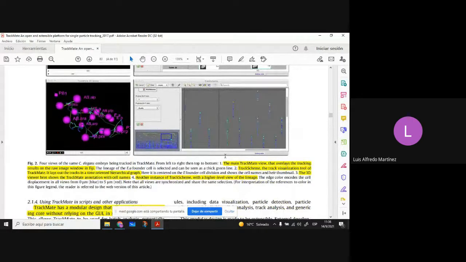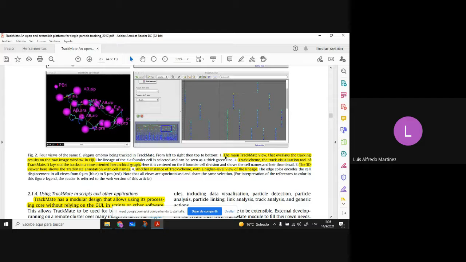Three biological systems were studied in this paper: C. elegans embryos, fibroblasts, and plant cells. We will focus only on the C. elegans result.